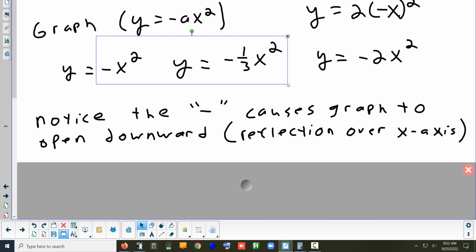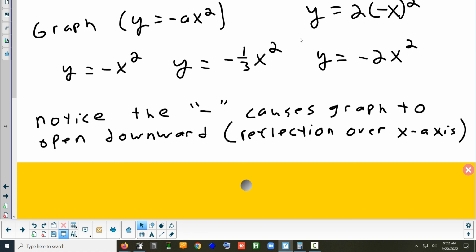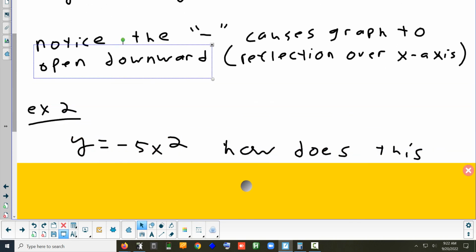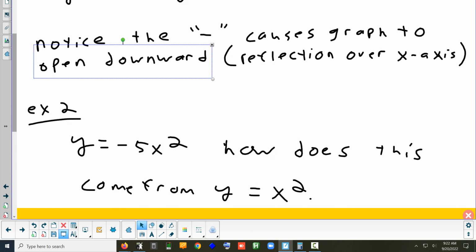Any questions on that idea? Could you just repeat that? So, if you have a negative inside parentheses and the negative is being squared with the x, that causes the graph to flip over the y-axis. If the negative is in front, so the negative in this case is not being squared. Anything being squared is the x. When the negative is in front, it reflects over the x-axis. And in the case of a parabola, causes it to open down. Instead of reflect, you could also say flip. Same thing.